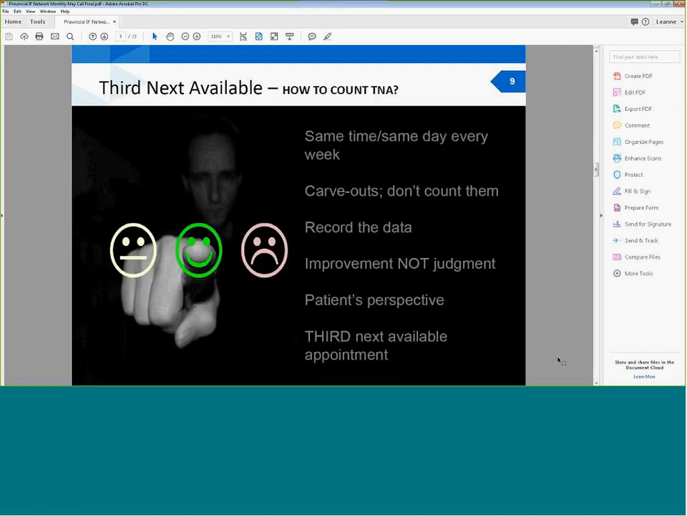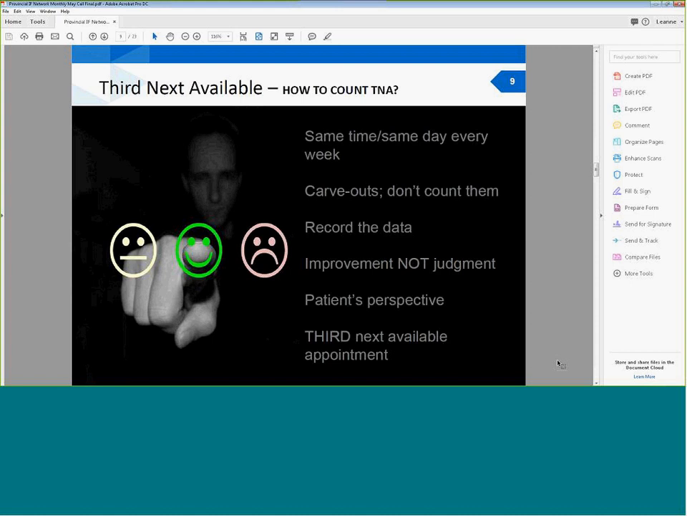How to count it, and what we teach at the clinic level, and ideally this is what PCNs are able to reinforce at the front line, is that it's counted at the same time and the same day of the week. So an example is typically Tuesdays at 10 a.m. or Wednesdays at 9 a.m., that it's done the same way every week.